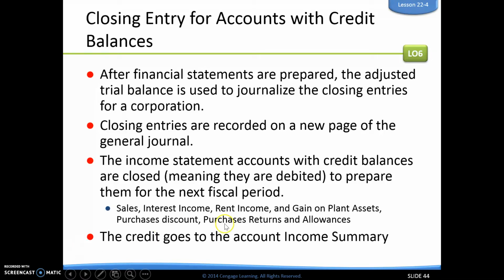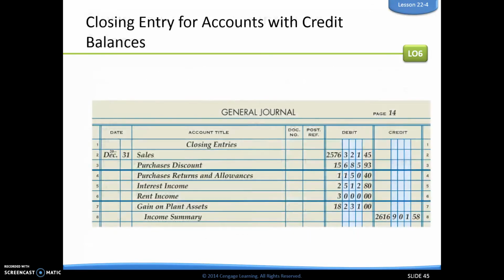Here are all of our income statement accounts with credit balances. I listed them there for you. And then the credit in this actually goes to income summary. So we've closed before. Again, this is a little bit of a review happening back in chapter 16, looking at closing out some of these accounts to get ready for our next fiscal period.